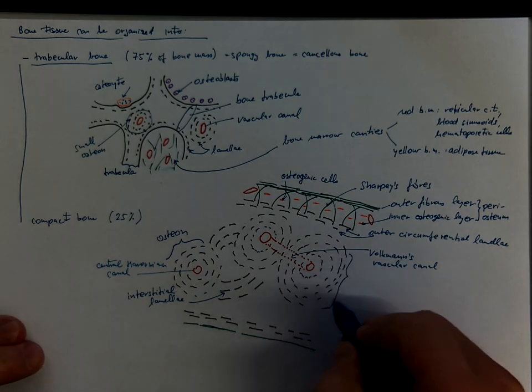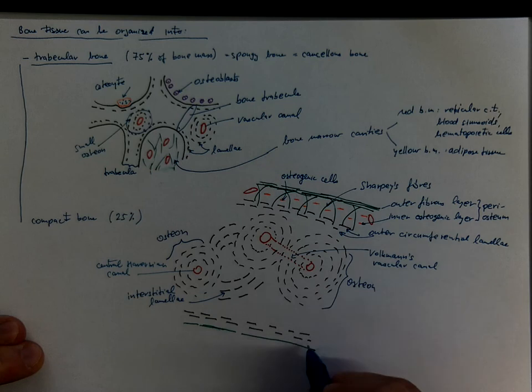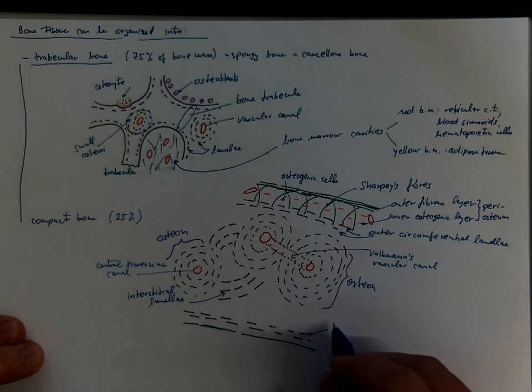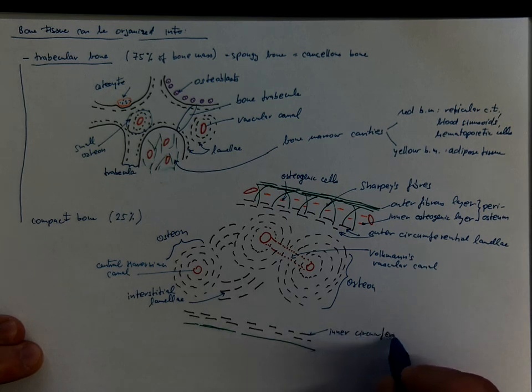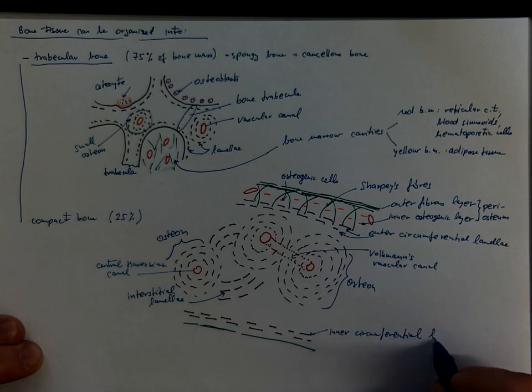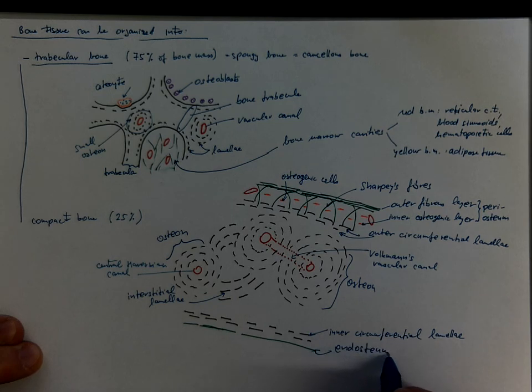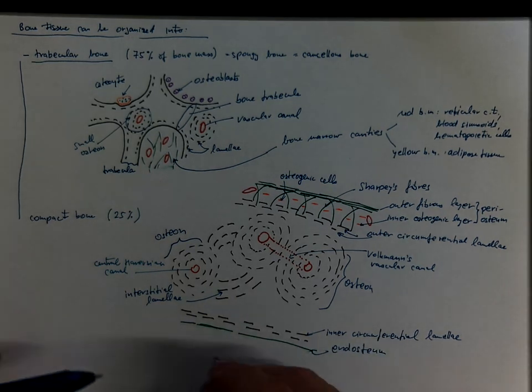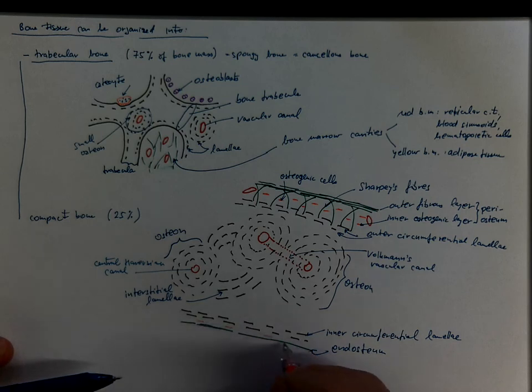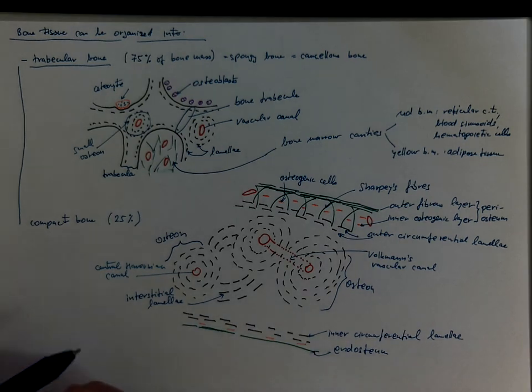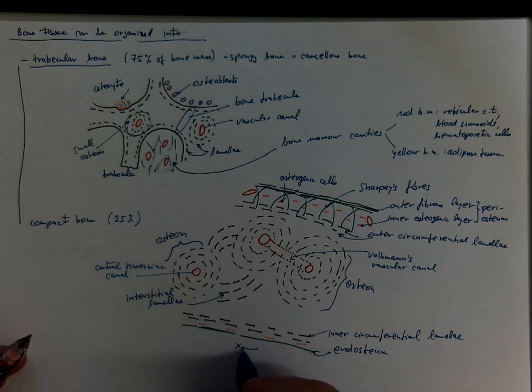So this is another osteon. We go to the inner surface of the compact bone, which has the inner circumferential lamella and a thin connective tissue layer called endosteum. There are also some osteogenic cells here. And here there will be the bone marrow cavity, okay?